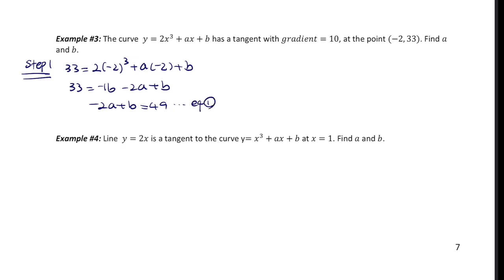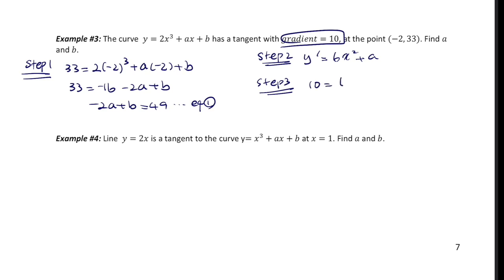Okay, then let's try step 2. Step 2 was differentiating this equation, right? So even though we are not sure of the a and b, we can differentiate the function y. Then we get y prime is equal to 6x to the power of 2 plus a, right? And then step 3 was finding the slope using this derivative. We know the slope is 10 already. So it means 10 is equal to 6x squared plus a when x value is equal to negative 2, right?